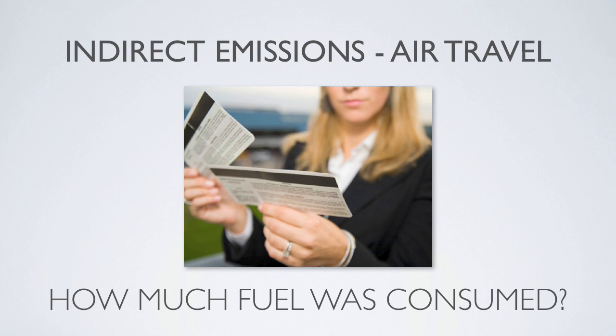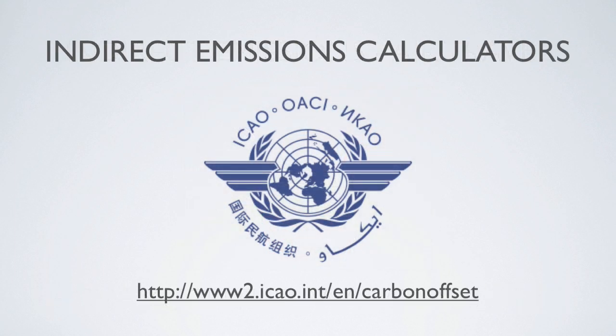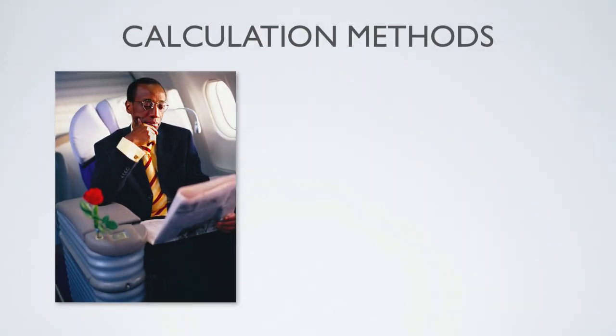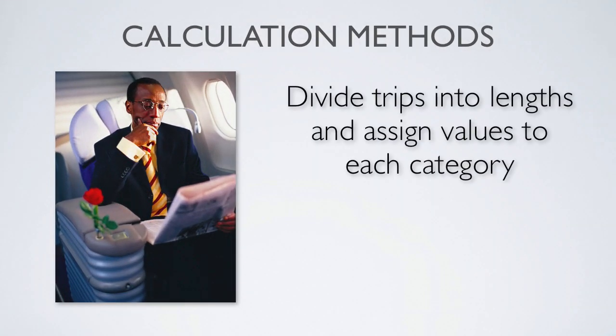To help quantify air travel, a number of useful online calculators have recently become available, with the likely standard bearer the one maintained by the International Civil Aviation Organization, ICAO. When confronted with a large number of air activities, however, it is not time effective to manually calculate each trip, and a different strategy needs to be employed. One way is to divide trips into short, medium, and long, and assign a value to each category.